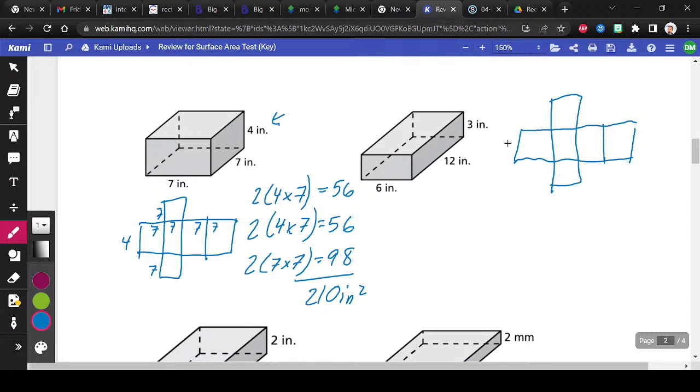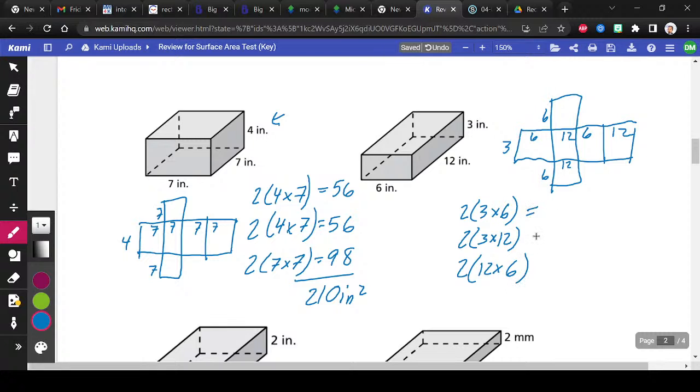Over here we have 3 inches tall, and we have 6, 12, 6, and 12. And then we have 6 up here, and 12 and 6 down here. So that's 2 times 3 times 6, and 2 times 3 times 12, and 2 times 12 times 6.